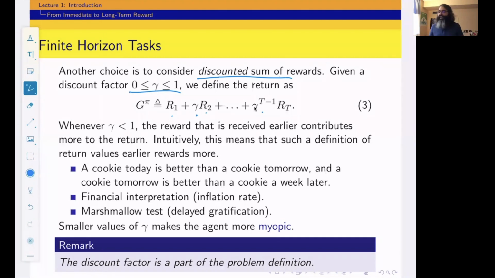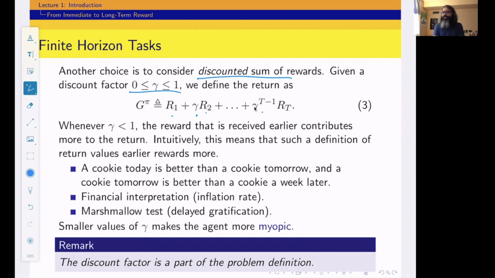I guess it has some financial interpretation too. It is related to the inflation rate in the economy. If you have a positive inflation rate, you prefer to receive $1,000 today instead of $1,000 a year later, because your purchasing power is a bit lower next year. So if you want the equivalent of $1,000 today, next year you need to get, I don't know, $1,050 instead. That kind of ratio is related to the discount factor.